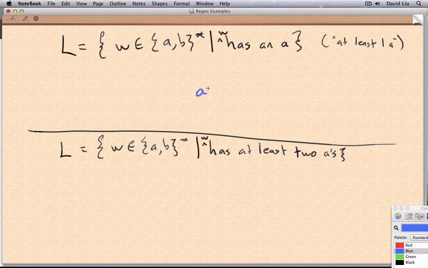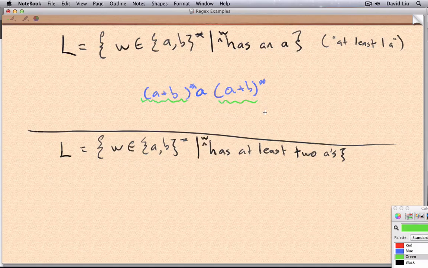Well, I know that I want to have at least one A, and as long as that A is matched, it doesn't matter what came before or what comes after. So this regular expression really matches any number of characters, then an A, and then, again, any number of characters. And notice for this regular expression, there could be A's in this part too. There's no reason why. That is, this regular expression also matches strings that contain, say, more than two A's.